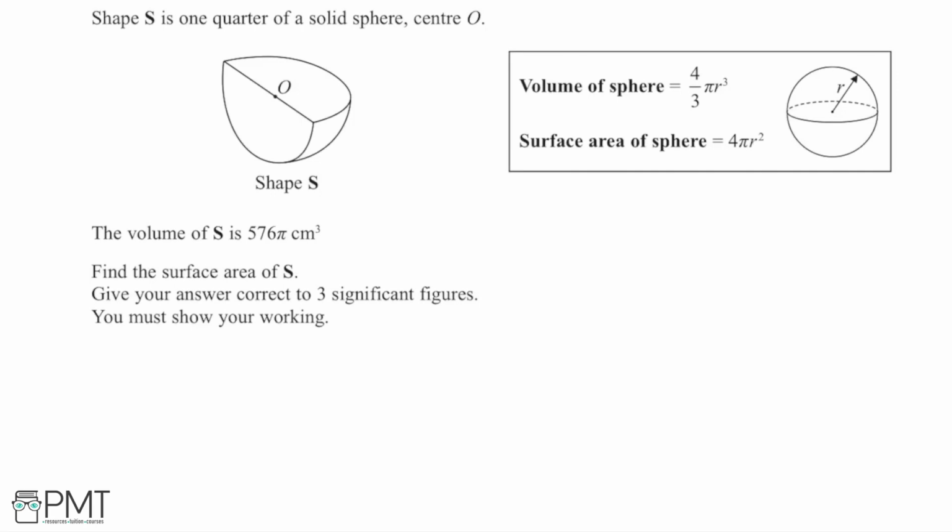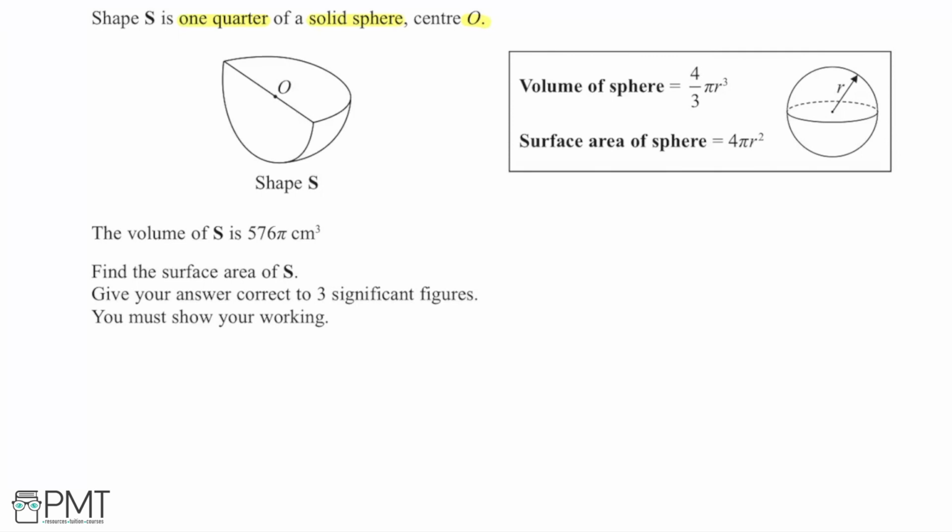So here I have shape S, which is 1/4 of a solid sphere which has a centre at the point O, which we can see on the sphere here. Over here we're given the formulae for the volume of the sphere and the surface area of a sphere, which we're going to need both of these. They're both going to come in useful for this question.